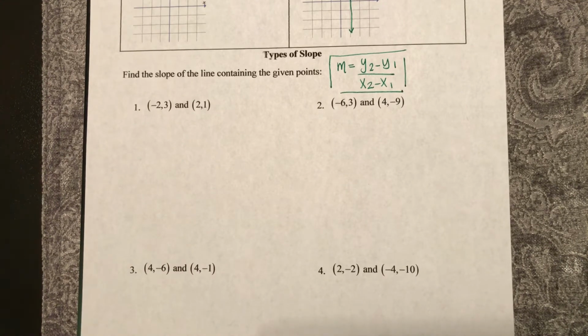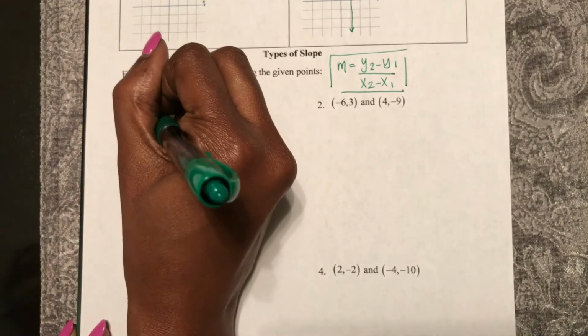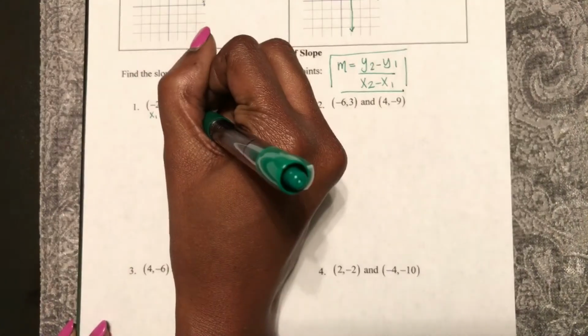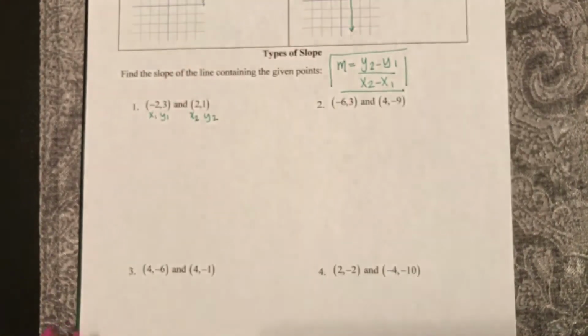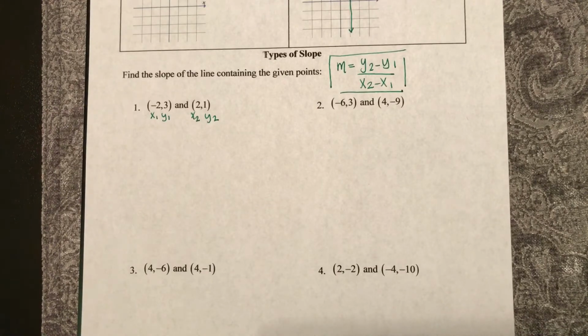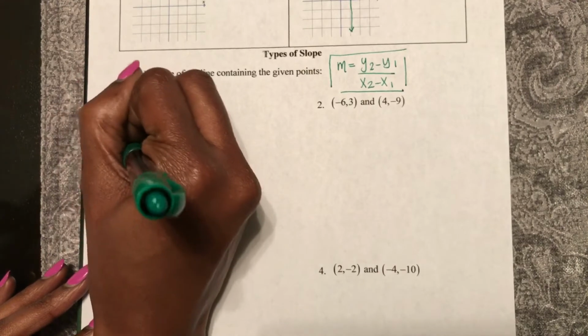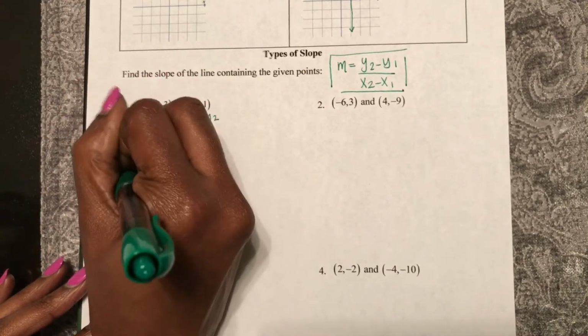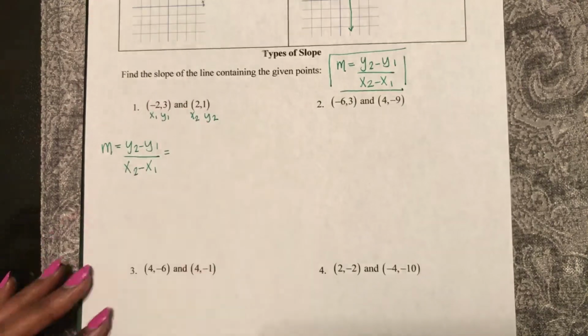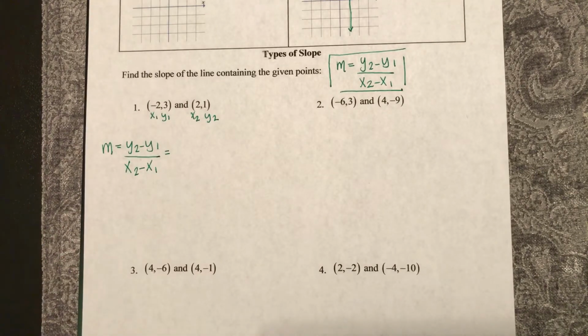So the first thing I should identify is which coordinate is my first point and which coordinate is my second point. It really doesn't matter. So I usually like to say the first one is x1 and y1, and my second point is x2 and y2. Labeling my points initially helps to prevent me from substituting them into this formula incorrectly. So let's remind ourselves, m equals y2 minus y1 over x2 minus x1. Well, that's pretty simple now that we've labeled.